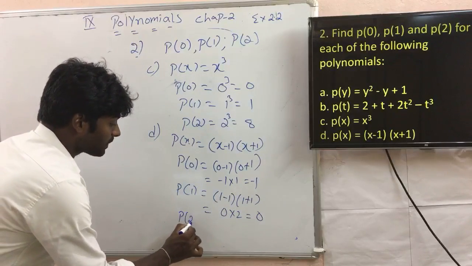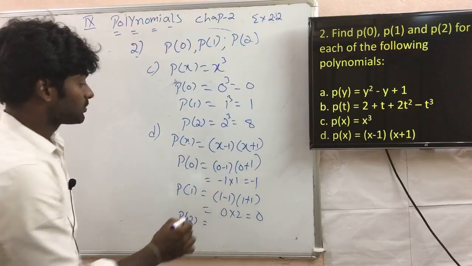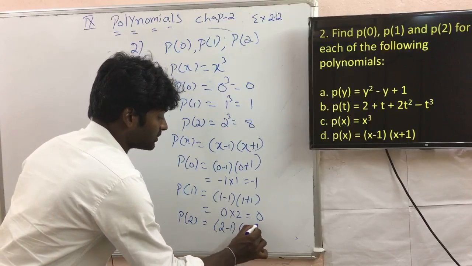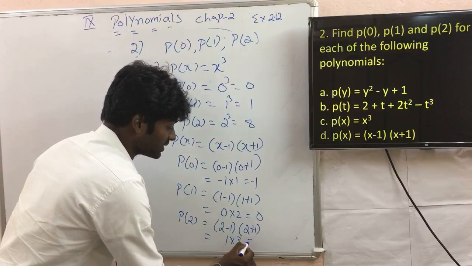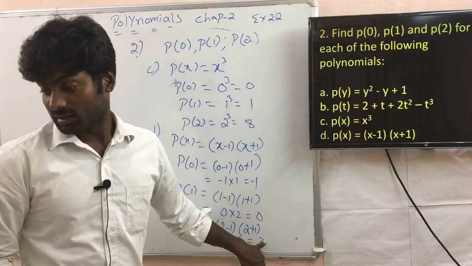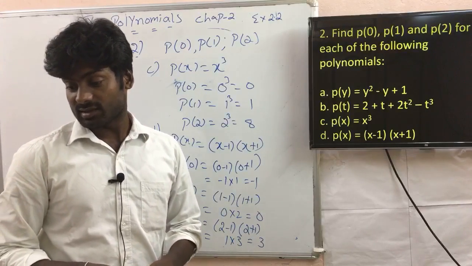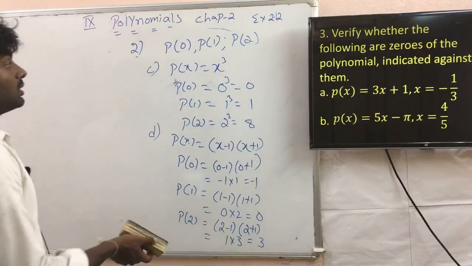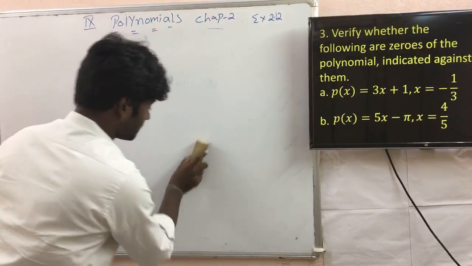P of 2. That means replace with 2. 2 minus 1 into 2 plus 1. 2 minus 1 is 1. 2 plus 1 is 3. 1 into 3 results in 3. So the answers are minus 1, 0, 3. Very good. So they gave answers as early as possible. Okay, we can move to the next main.